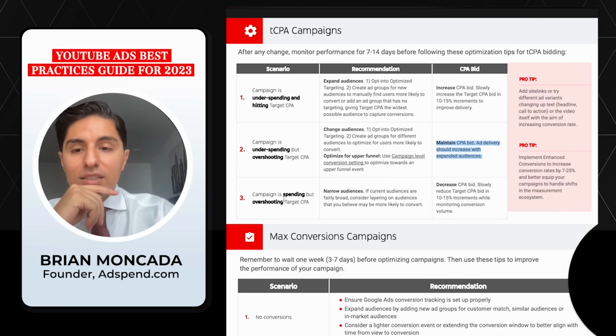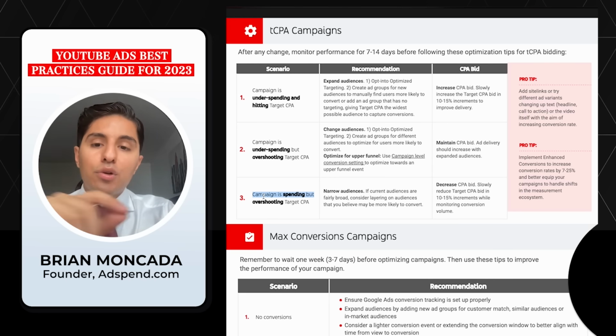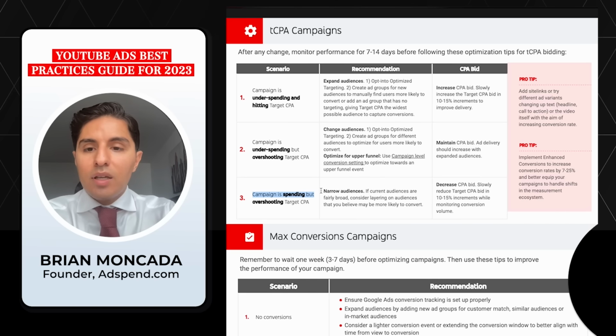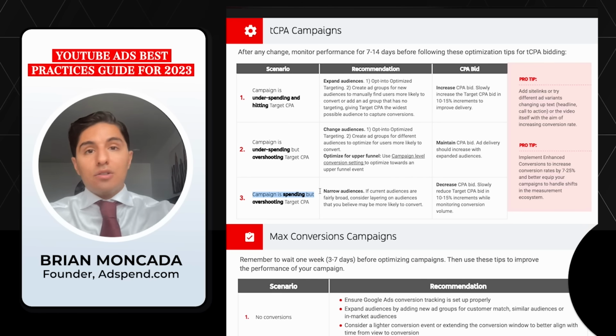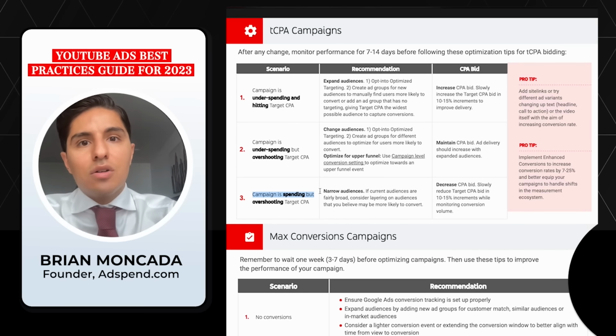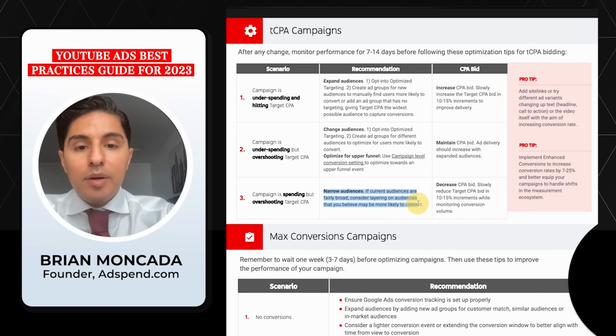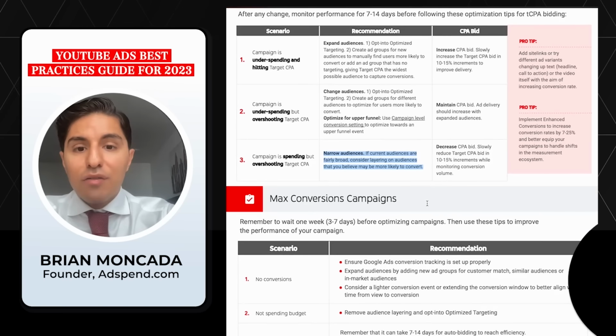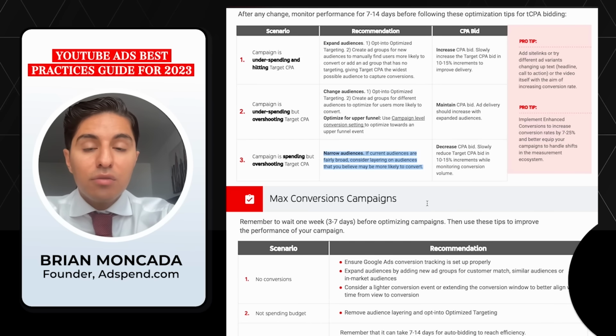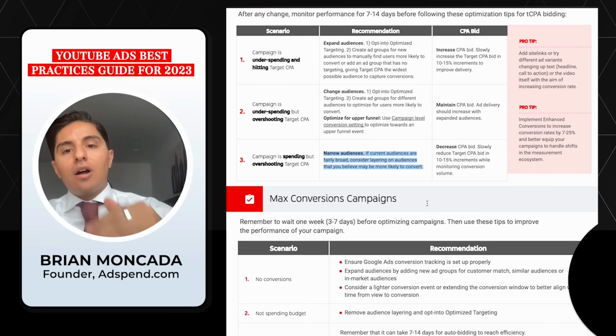Now, let's go into the last scenario. Scenario number 3, campaign is spending but overshooting target CPA. So out of $100 a day, it's spending $100 a day, but it's still at $25 cost per acquisition, and you want $10 leads. In this case, the recommendation is to narrow audiences. If current audiences are fairly broad, consider layering on audiences that you believe may be more likely to convert. So you can add in layered audiences to your campaign.